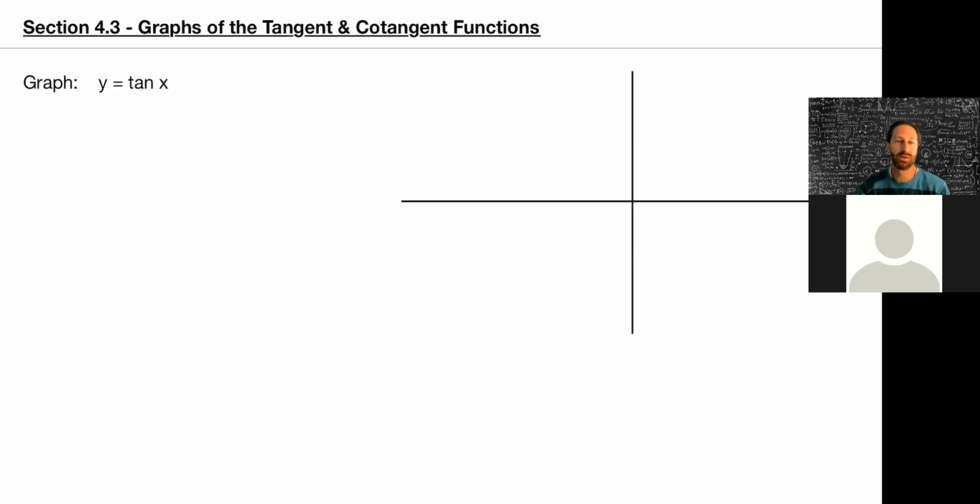The last two trig functions, which is technically 4.3. Again, I just don't like the order of the book, so I'm rearranging it. And that is tangent and its reciprocal function, cotangent. Okay, so I'll start by graphing tangent with you and then do the same thing, ask you to do the reciprocal function, cotangent. And where do you think we're going to start?